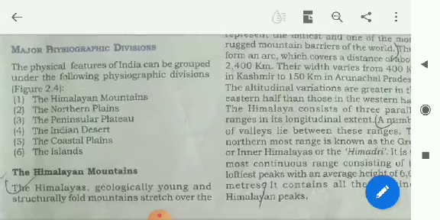The topic is Physical Features of India. In this chapter, we shall study about major physiographic divisions. Let's come to know the physiographic divisions of India. The physical features of India can be grouped under the following physiographic divisions.